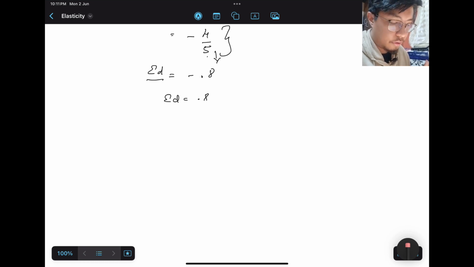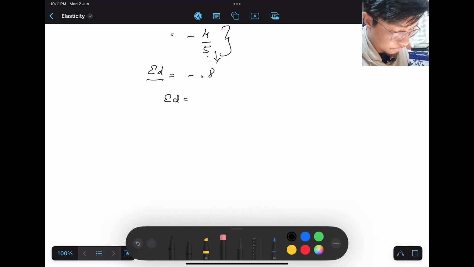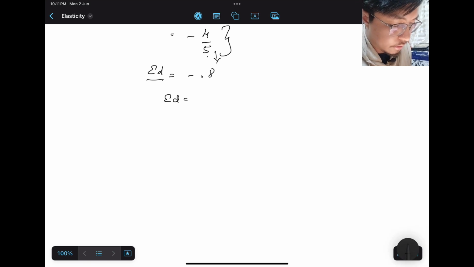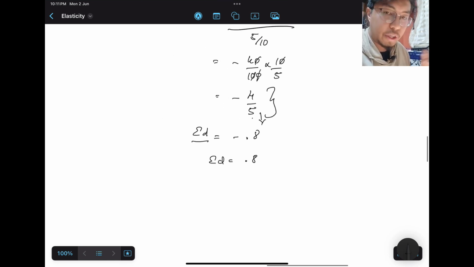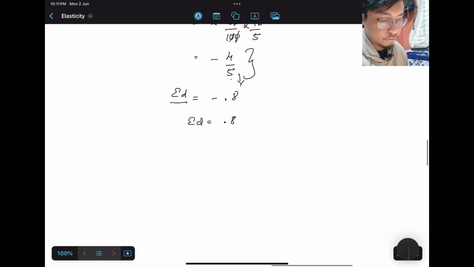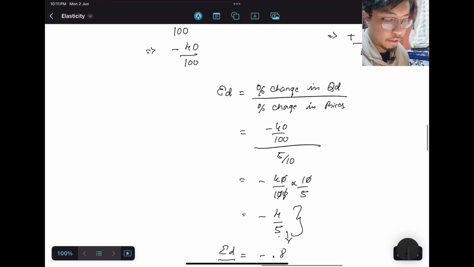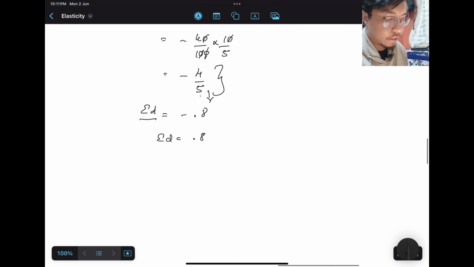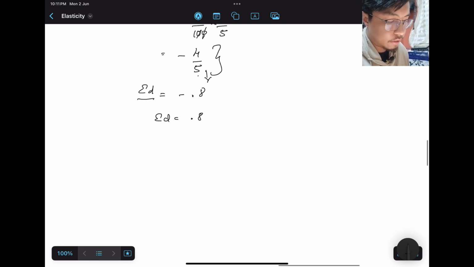So yesterday we arrived at this. Sorry, we arrived at ED, the price elasticity of demand, which is 0.8. Okay. Now, why do we need this? We have to determine, see, there are different degrees of elasticity. Okay. About different degrees of elasticity, what is it?